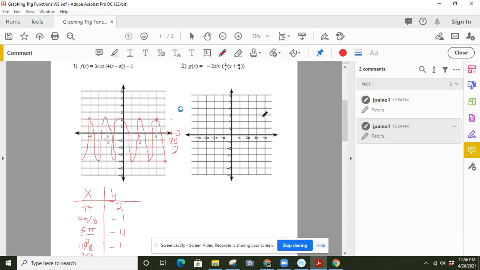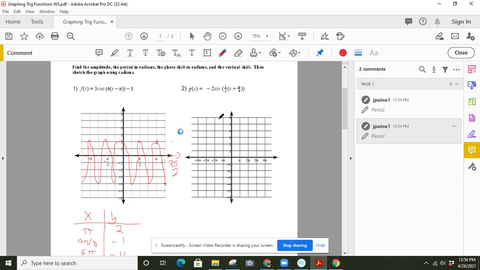Okay, and then number 2, yeah, amplitude is 2. Okay, the negative is just a reflection, so we'll take care of that when we're doing our table of values. All right, here the b is 1/2, so my period, 2 pi divided by 1/2 is just 4 pi now, so I'm going to have a period every 4 pi, and I'm going to have a phase shift here to the left pi fourths, and there is no vertical shift on this one.